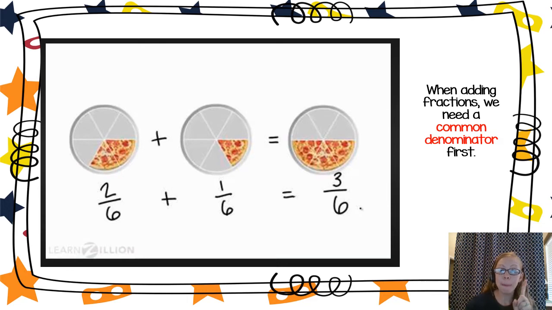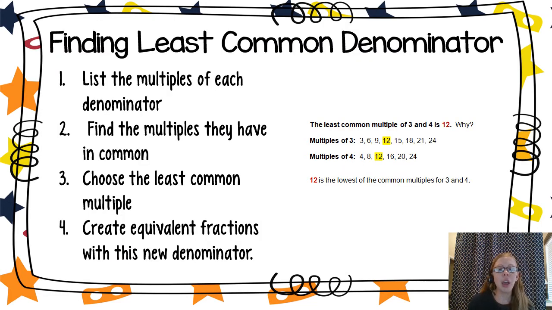But what happens when we don't have common denominators? When we do not have common denominators, we have to start with an extra step to make those denominators match. That's called finding the least common denominator. We begin by listing the multiples of each denominator. A multiple is like a skip counting number, or the numbers that you say when you multiply one number times 1, times 2, times 3, etc.